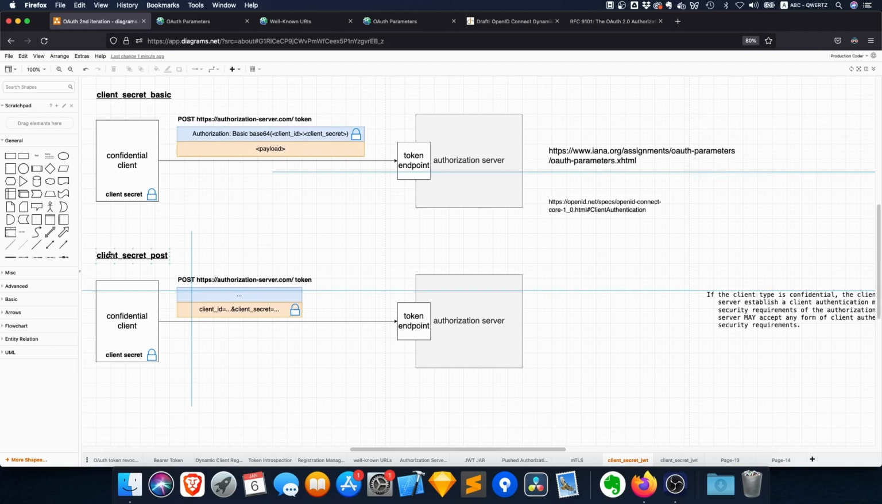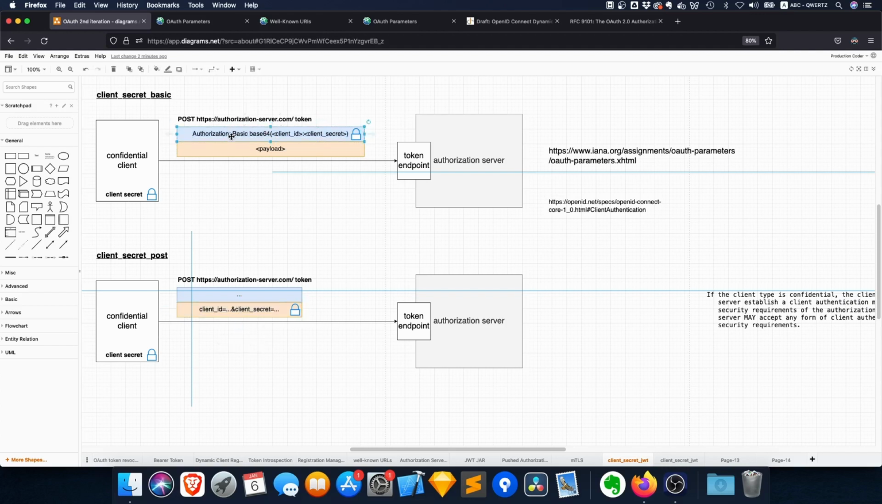Another thing is client secret post, which is the case when you take the client ID and the client secret and put them actually in the payload. Okay, so essentially the credentials are exactly the same as in the first case. The only difference is that in the first case you put them in the header, and in the second case you put them in the body.